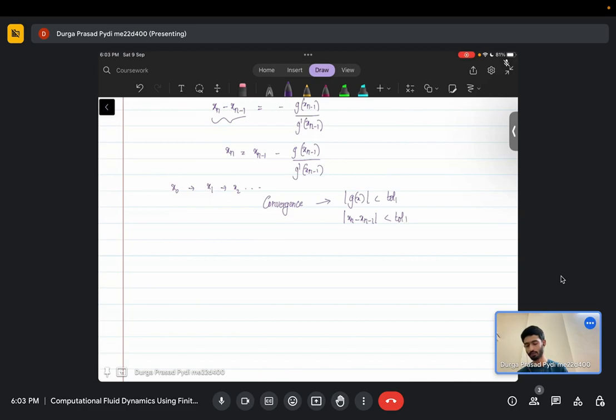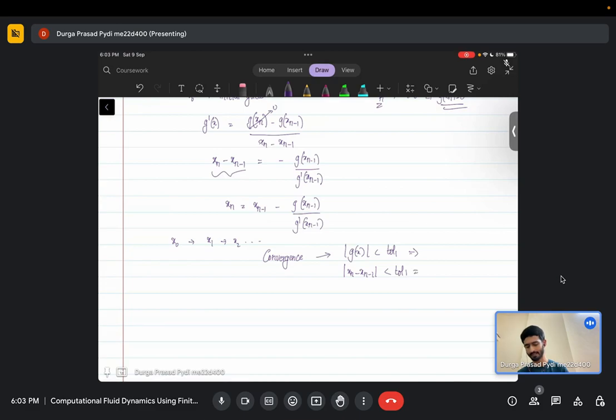What we mean by the first one is essentially you have reached your root, that is g of x equal to 0. By the second one, it means the method is not able to improve any further, so any further iterations are not going to give you better results, so you'll just stop your iterations.